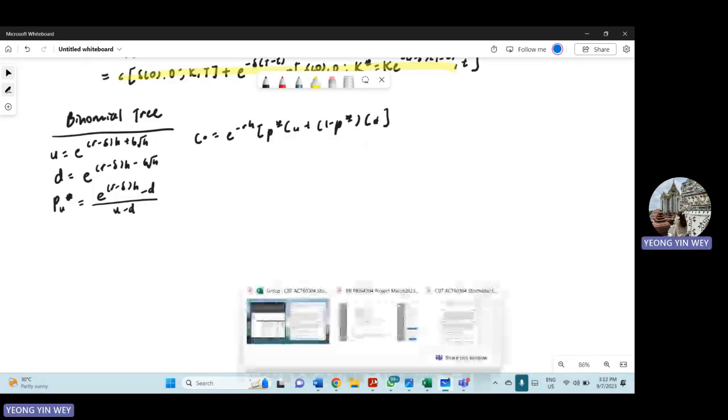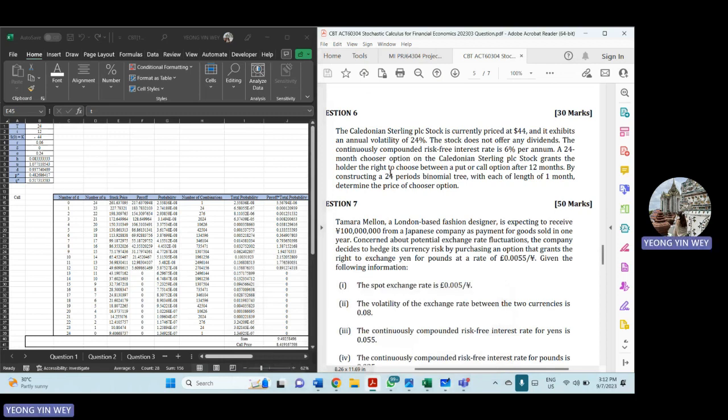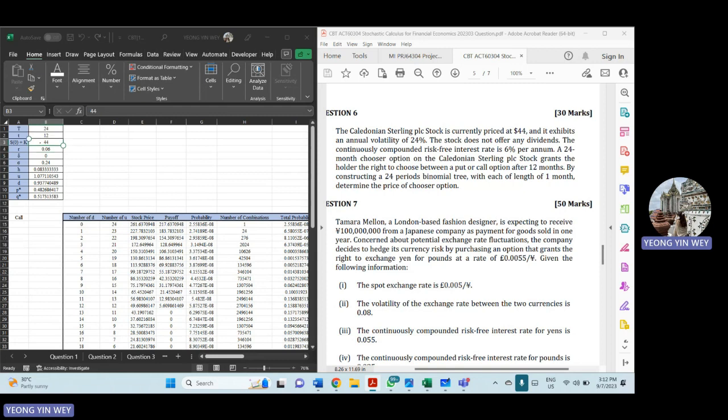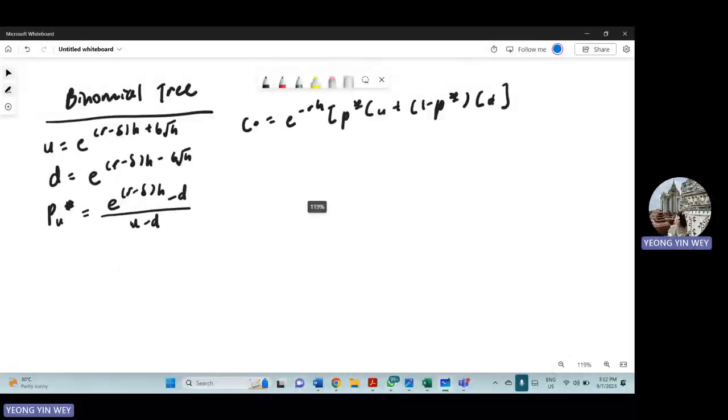Okay, so let's look at question 6. Given that the current price is 44, the strike K and the initial stock price are 44. Volatility is 0.24. Interest rate is 0.06. Big T equals 24 months, whereas small t equals 12 months, because it grants the holder the right to choose between a put or call option after 12 months, with each step of length 1 month, so h equals 1/12. After we have this data, we can calculate u, d, p, and q using the formulas we discussed just now, where q is 1 minus p.